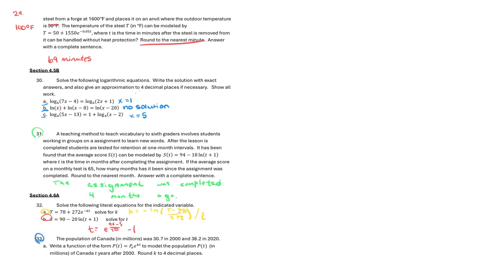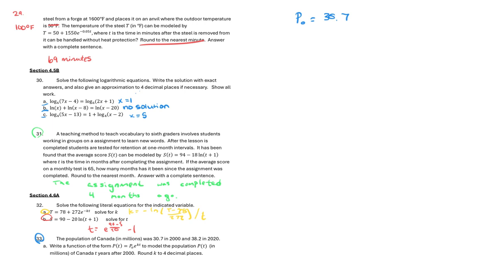Okay, number 33. The population of Canada in millions was 30.7 in 2000 and 38.2 in 2020. Write a function for P(t) equals P naught e to the kt to model the population P(t) in millions of Canada t years after 2000. We're going to round k to 4 decimal places. So the best way to start this is to recognize that P naught is like our initial amount. It's going to be 30.7. We can find this by setting t equal to 0. We just get that P naught equals whatever our amount is at time 0, which is 30.7.